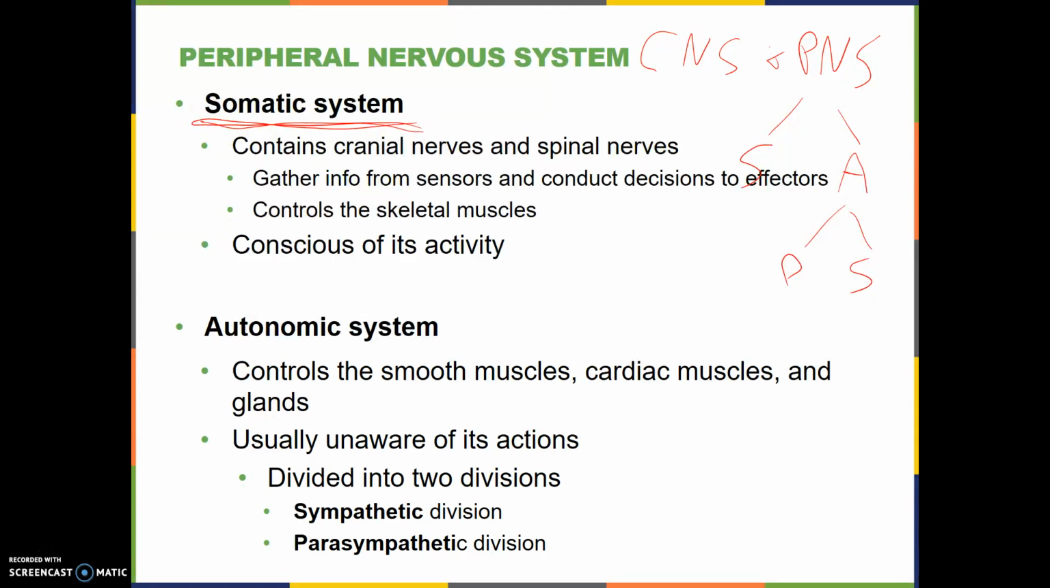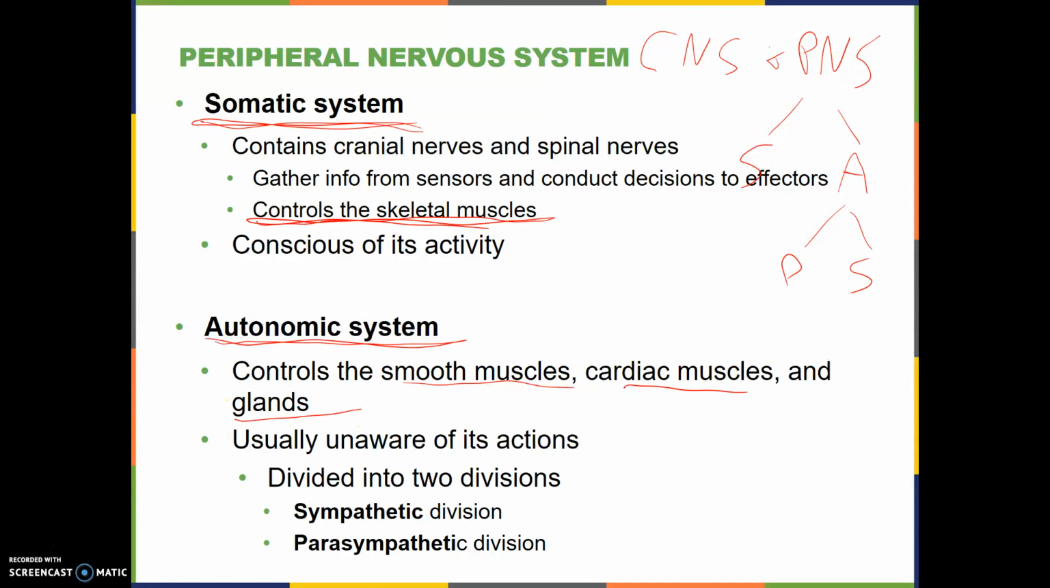controls information that deals with skeletal muscle. It controls the skeletal muscle, and it receives information that is going to affect skeletal muscle activity. And the somatic nervous system is voluntary, conscious of its activity, and most of the activity is voluntary. The autonomic nervous system is involuntary, and it controls smooth muscles, cardiac muscles, and glands.